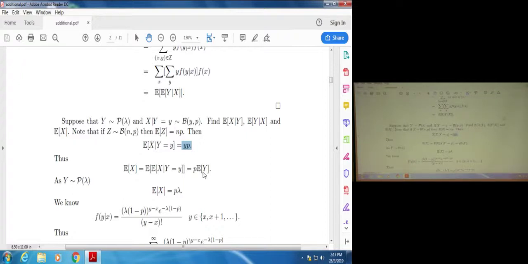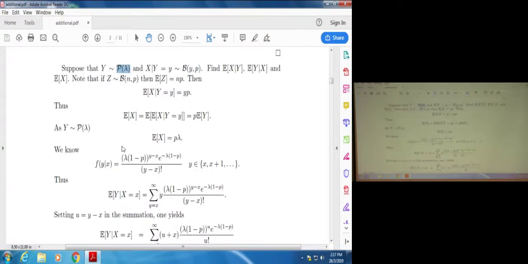Now I'm in a good position because I know y is Poisson lambda, and the expectation of a Poisson distribution with parameter lambda is lambda. So therefore the expectation of x is just p times lambda. Now we've computed the expectation of x given y and the expectation of x, and we're left with computing the expectation of y given x.